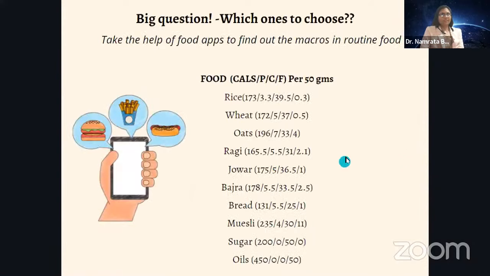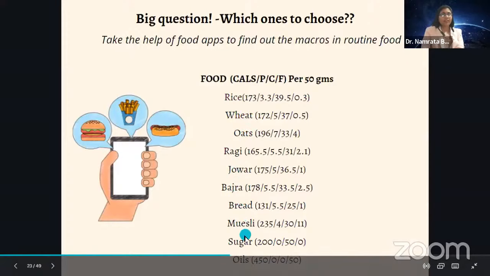Now this is just a demo. It looks like a very complicated slide. You can take a screenshot, but this is just a demo. So a lot of food apps are available. I did this just for the presentation. I found out the values of the most commonly consumed foods, what we consume, and just see the ratio of the macros and the calories coming. So the first is the calories coming from that particular food, then proteins, carbs and fats. तो ये जो calories है वो कुछ बहुत अलग नहीं है. Rice, wheat, oats, रागी, ज्वार, बाजरा, bread, whiskey, sugar, oil.